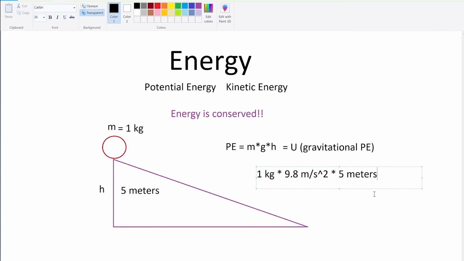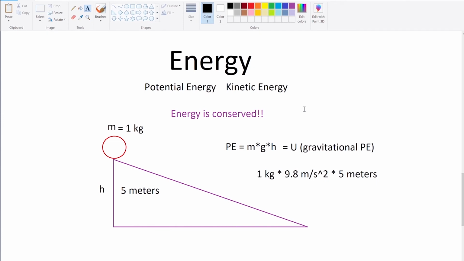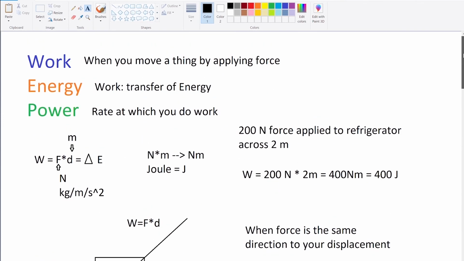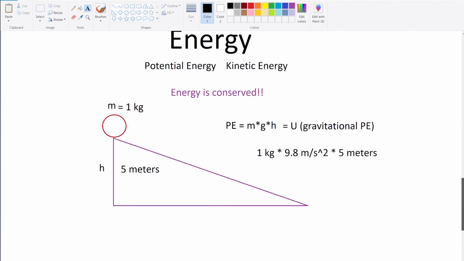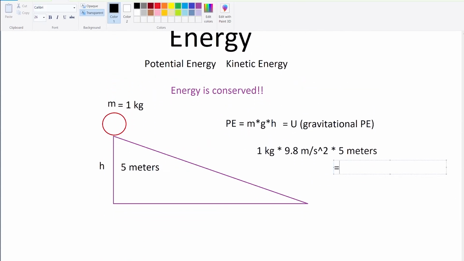It's the same units as work, which is joules, because if you remember, work is the change in energy. So that equals 49 joules, and again, a joule, remember, is kilograms times meters squared per second squared.